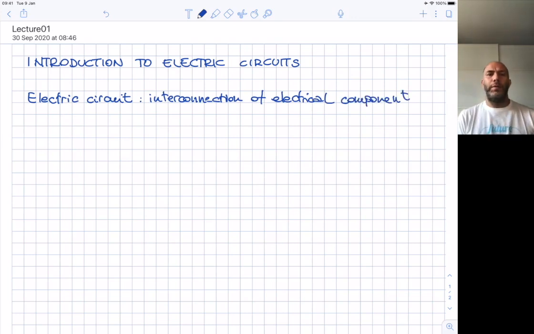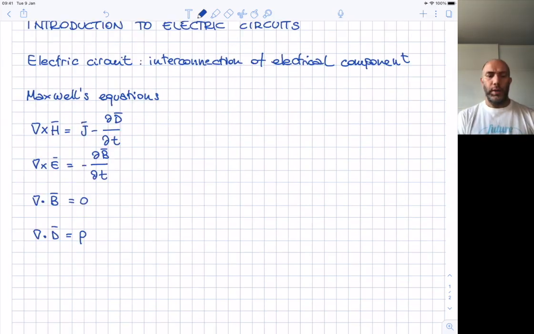So basically, we move the definition of electric circuit to the definition of electric component. In order to define what is an electrical component, we have to go back to Maxwell's equations. Maxwell's equations define the relation between electric and magnetic fields. These fields are functions of space and time. So in general, we may say that all these fields are a function f of x, y, z, and t.